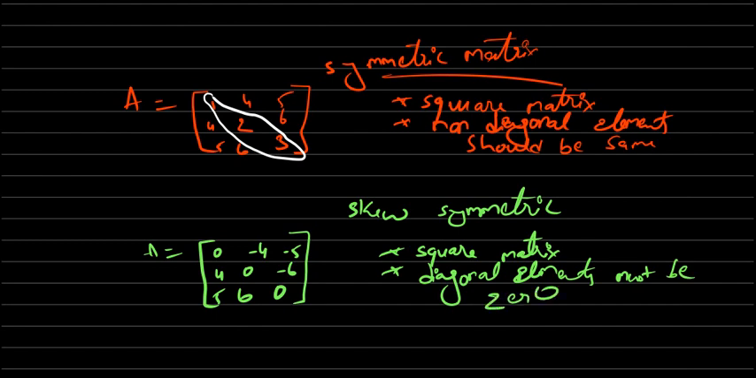And in the opposite direction, if you fold this matrix along the diagonal elements, this 4 and this 4 will be the same in magnitude, but they should have the opposite sign: if it is positive here, it will be negative there, and if it is negative here, it will be positive there. I will show one more example for this one.